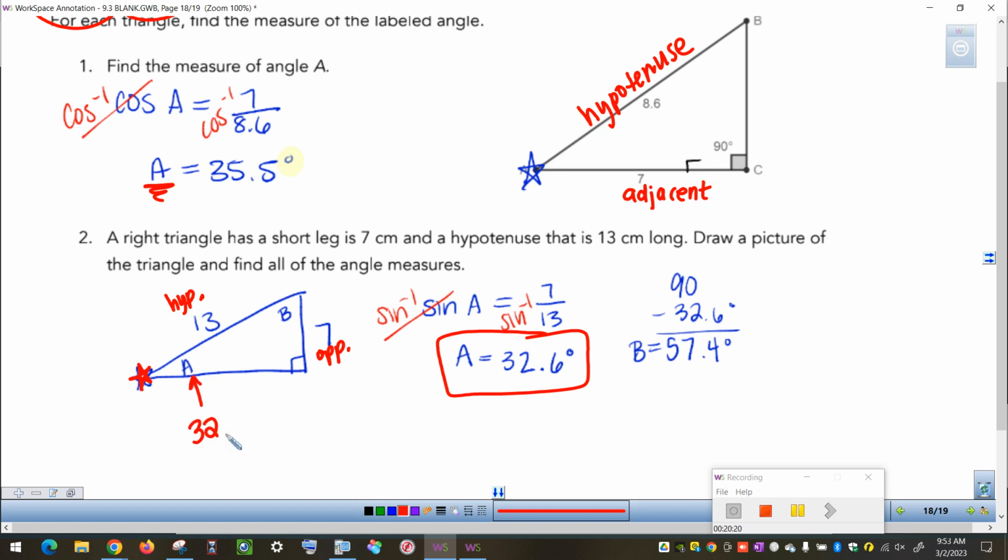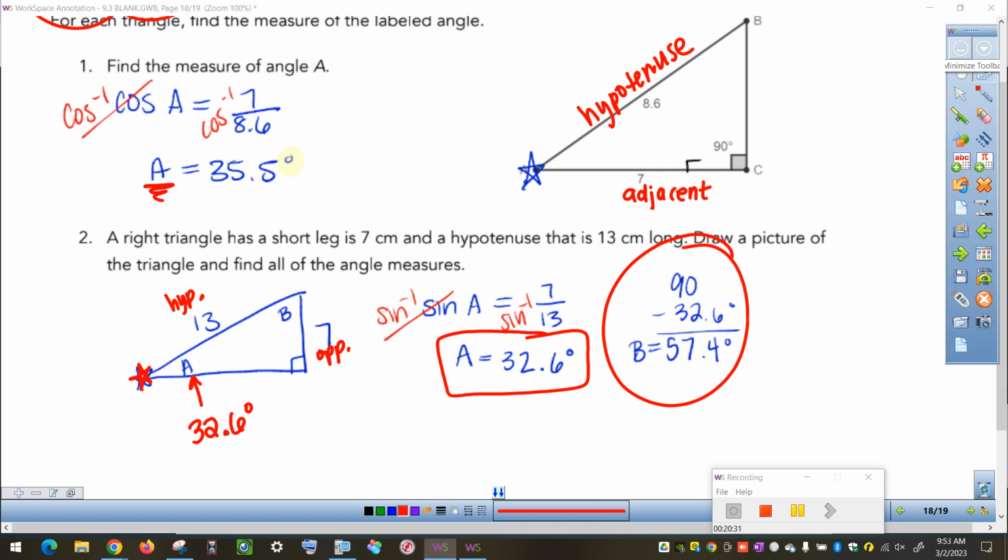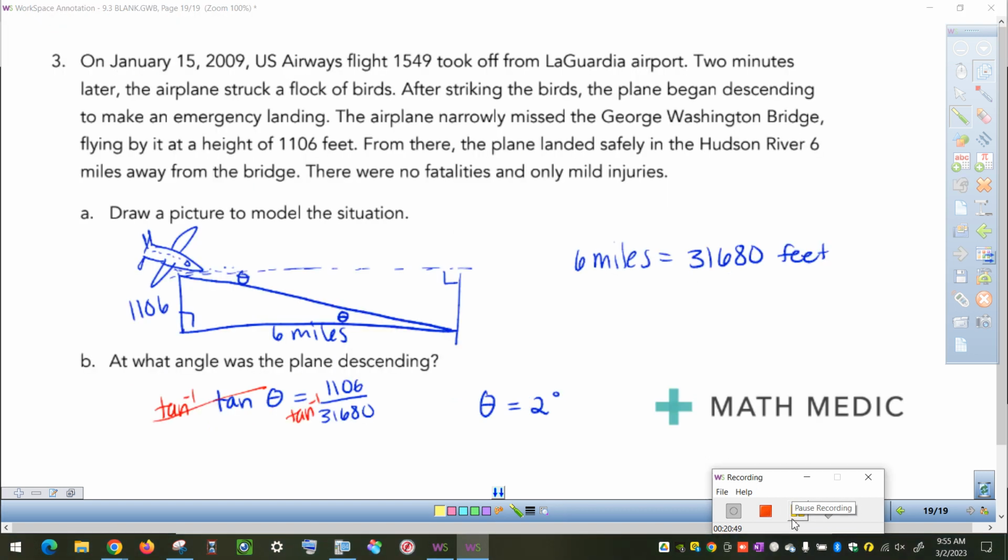Now the nice thing is that as soon as you know two angles, all you have to do is subtract them from 180 to get the third angle. The reason that it says 90 here, 90 subtracting the angle that we know, is because we already have an angle of 90 degrees. 180 minus 90 is 90. So that means A plus B together have to add up to 90. So that's going to give us our last answer that we're looking for. Angle B is 57.4 degrees.